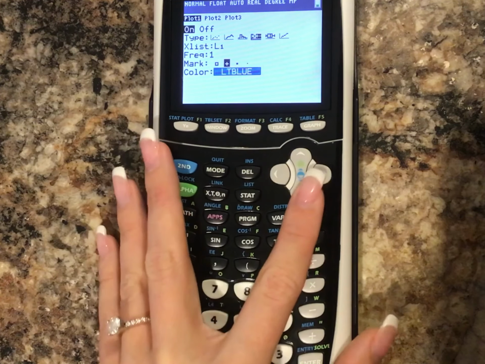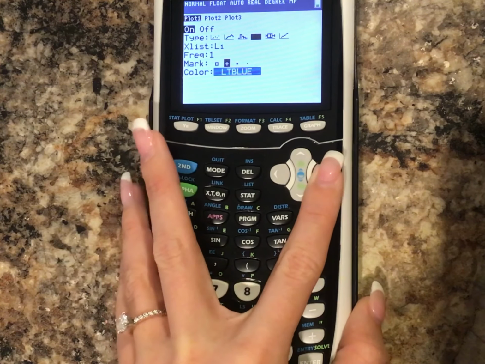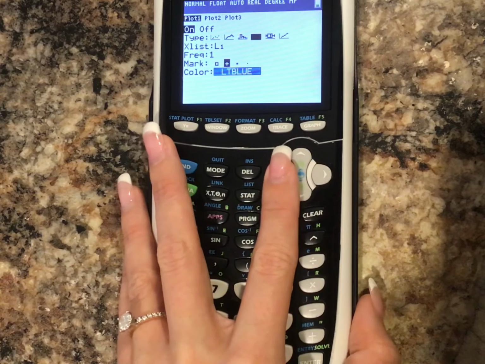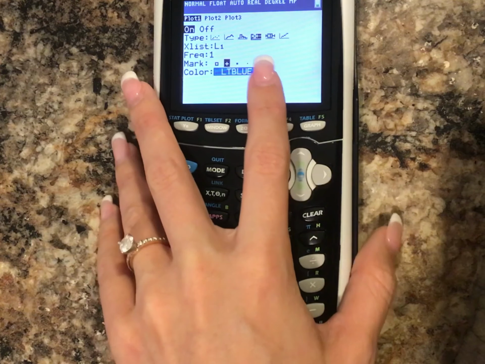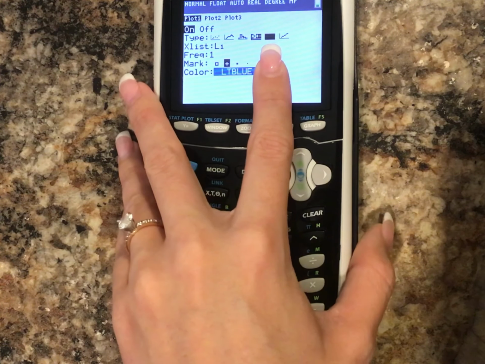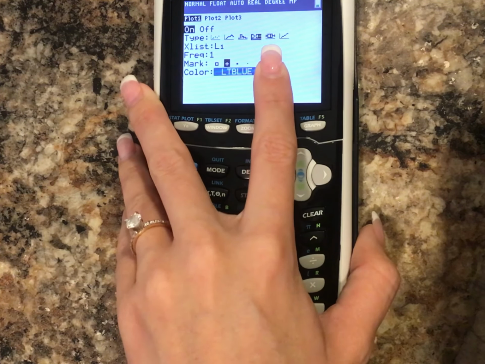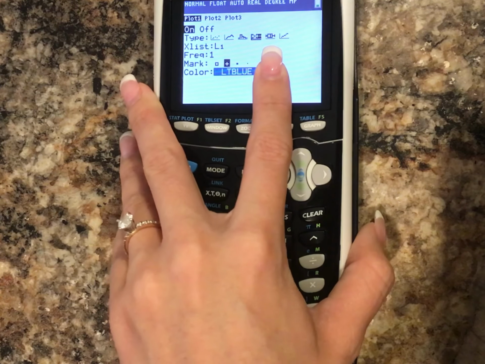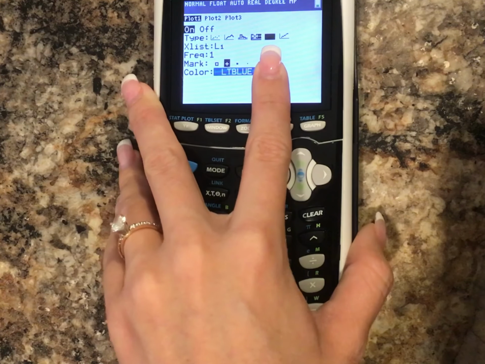Now there are two different options here for box plots. Both of these are different types of box plots. The one on the right here is a normal box plot. It's going to put a line at the minimum value and a line at the maximum value, and it's going to put the boxes and the whiskers exactly like you would normally expect.